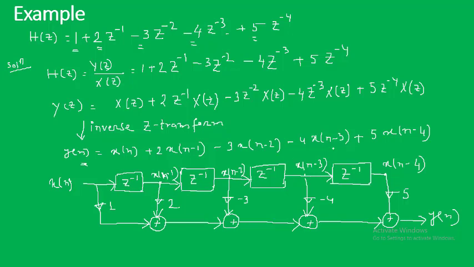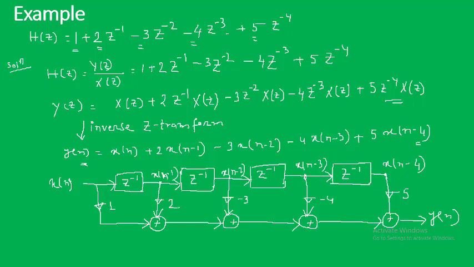The maximum we have is n minus 4, or the power is minus 4. That means 4 delay elements are required, so we have used 1, 2, 3 and 4. x of n is given as input. At this point we are getting x of n minus 1, at this point x of n minus 2, here x of n minus 3 and x of n minus 4.